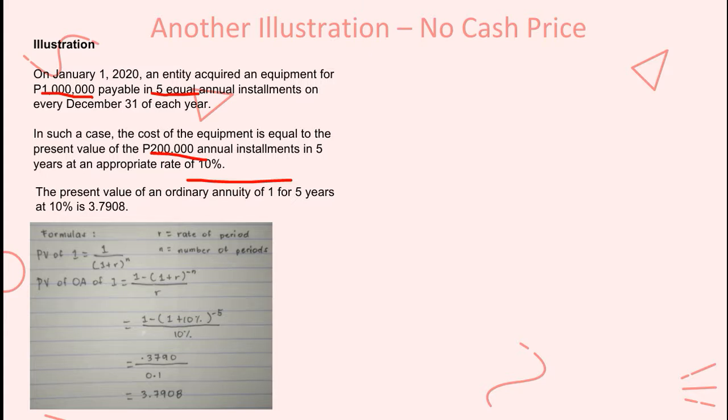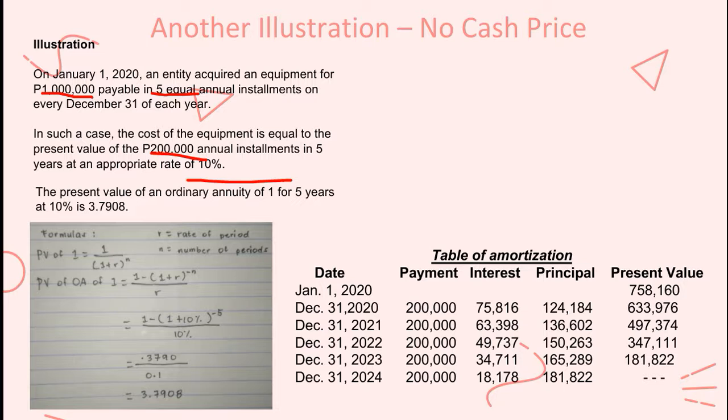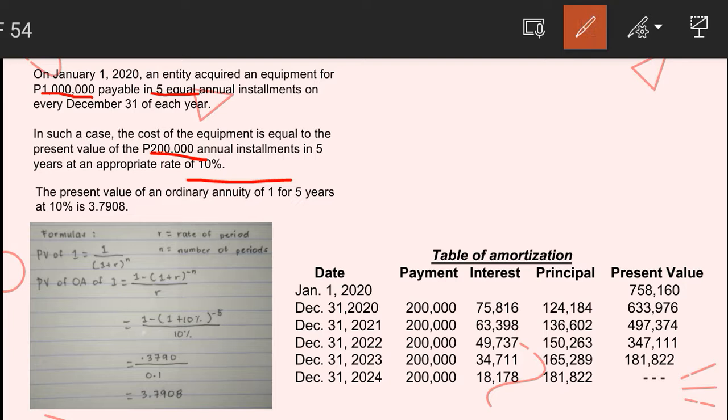So, let's have the table of amortization. After getting the present value factor of 3.7908, we can get the present value by multiplying the present value factor by the annual installment of 200,000. Try 200,000 times 3.7908. The present value is 758,160.